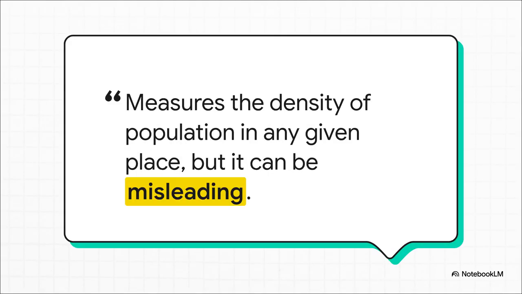And here is the big catch. This method can be incredibly misleading because it just assumes people are spread out evenly across a country. Think about Egypt, for example. It's a huge country, so its arithmetic density doesn't look all that high on paper. But we all know that most Egyptians live crammed together right along the Nile River, while massive parts of the country are just empty desert.